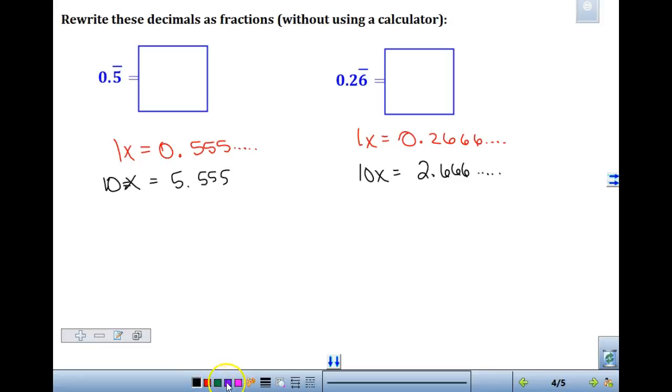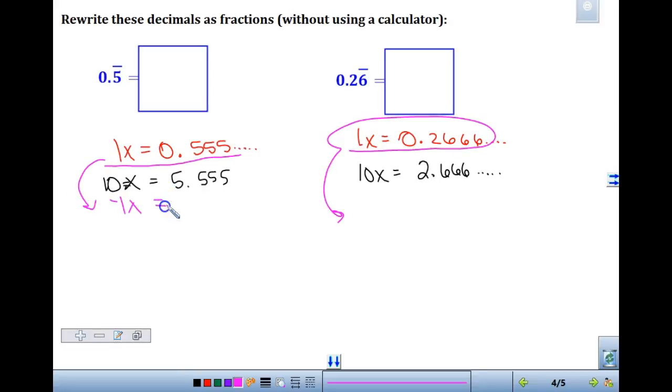You are always subtracting that first initial part. But you have to put this down below it. You have to subtract it from it. So it's minus 1x, which was equal to 0.555 repeating. And this was one that some of you noticed that pattern, right? 9x equals 5. And it is 5 over 9.